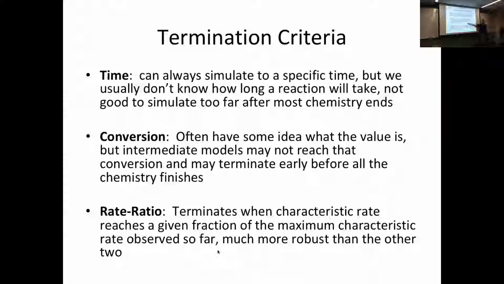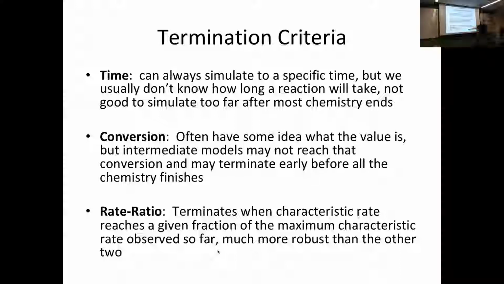Conversion has another problem, which is that when you're running RMG, often at first, it can't get to the conversion you expect it to get to. So if you were to use conversion by itself and you were to set 99% conversion, and the equilibrium for RMG at the time when you're running it is 60% conversion, it may not convert at all. It may never terminate. And so it's really important to not use conversion by itself.